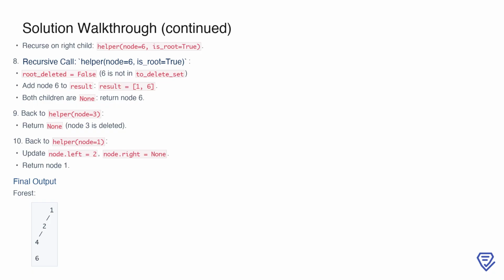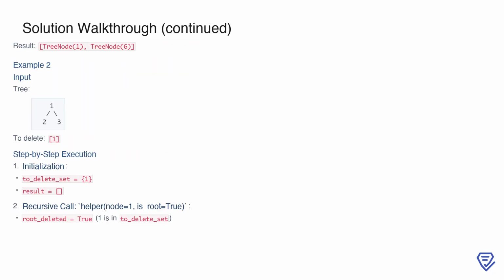Finally, we return to node 1, the original root. After processing its children, we update its left child to node 2 and its right child to none. The recursive traversal is now complete, and our final forest consists of two trees, one rooted at node 1 with a subtree of nodes 2 and 4, and another is a standalone tree with root node 6. The output for this example is a list containing two trees, one with root node 1 and its subtree, and the other with root node 6.